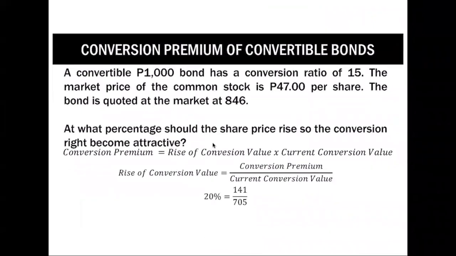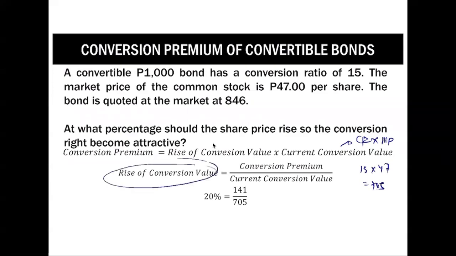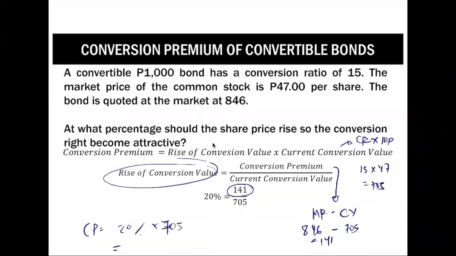Another, a convertible 1,000 bond has a conversion ratio of 15 and the market price of the common stock is 47 per share. The bond is quoted in the market at 846. So to get for the rise of the conversion value, we get the conversion premium all over the current conversion value. So the current conversion value is based on the conversion ratio multiplied by the market price. So that is 15 multiplied by 47, so 705. To get for the rise of conversion value, we have conversion premium of 141. That is equal to your market price less the conversion value. Market price now is 846. The conversion value is only 705. So that is 141 all over current market value. So we have 20% rise on conversion value. Or to get for your conversion premium, that is rise multiplied by your conversion value, which is 705, you will still get 141.